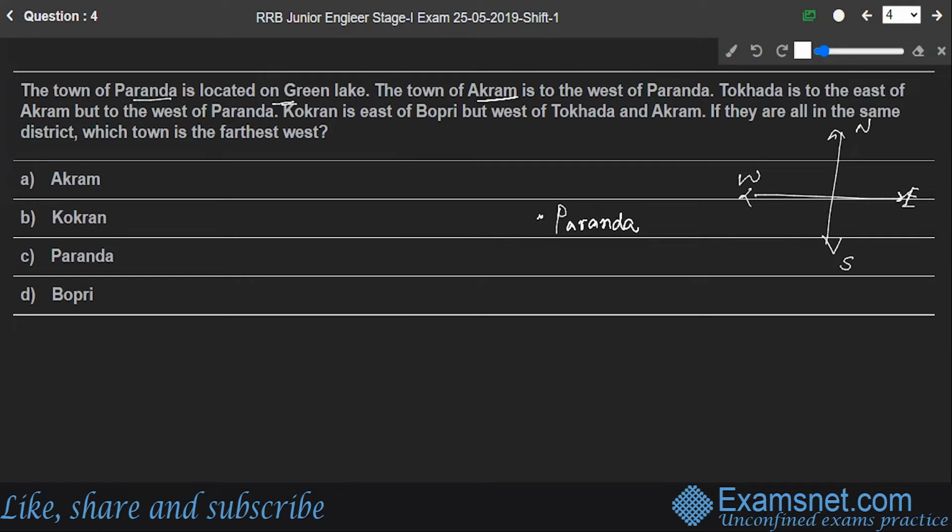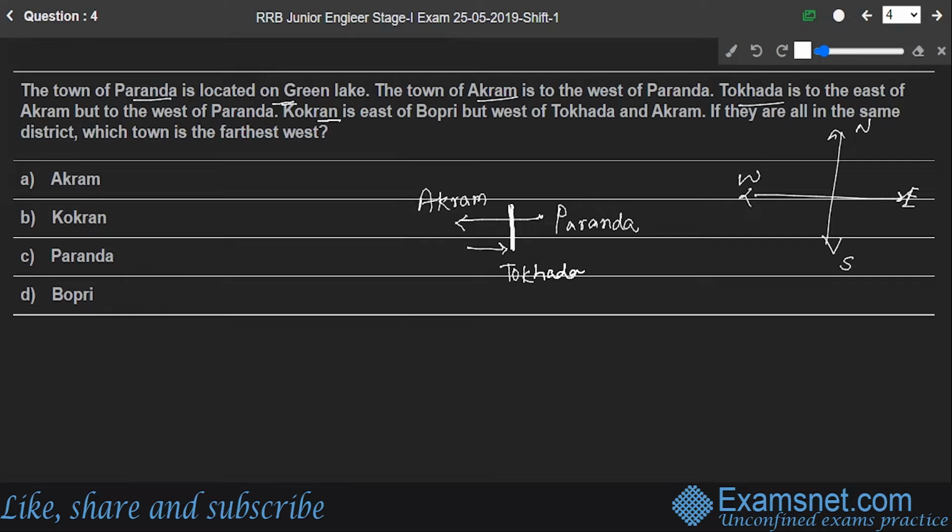And now it's in the town of Akram to the west of Pranda. So that means Akram is on this side. Tukada is to the east of Akram. And that means Tukada is over here. But to the west of Pranda. So that means it's lying in the midway.